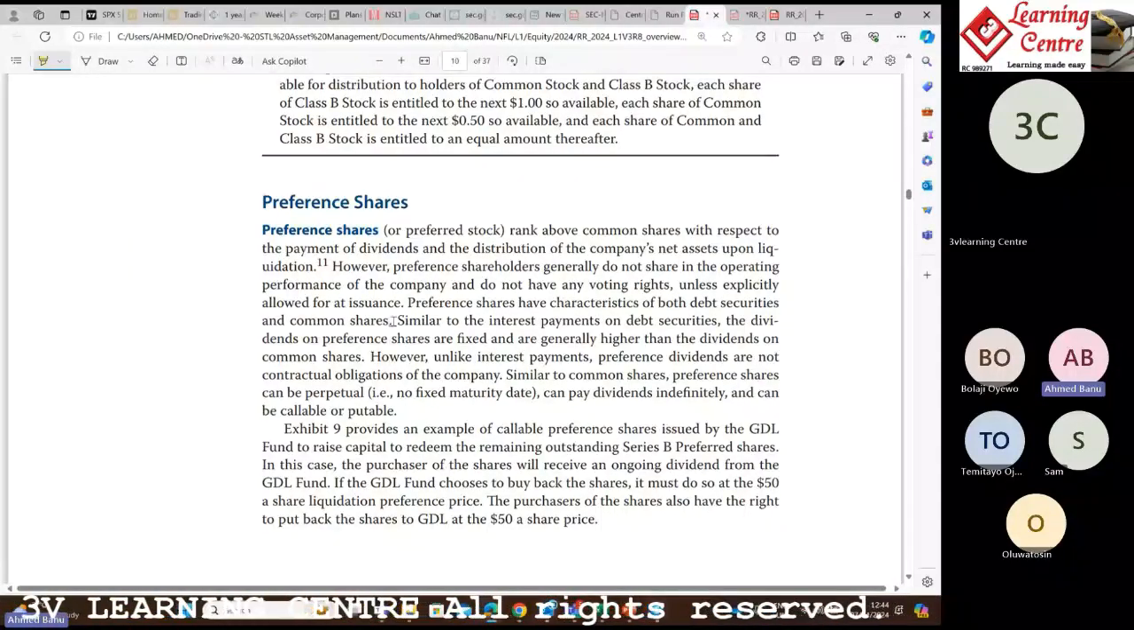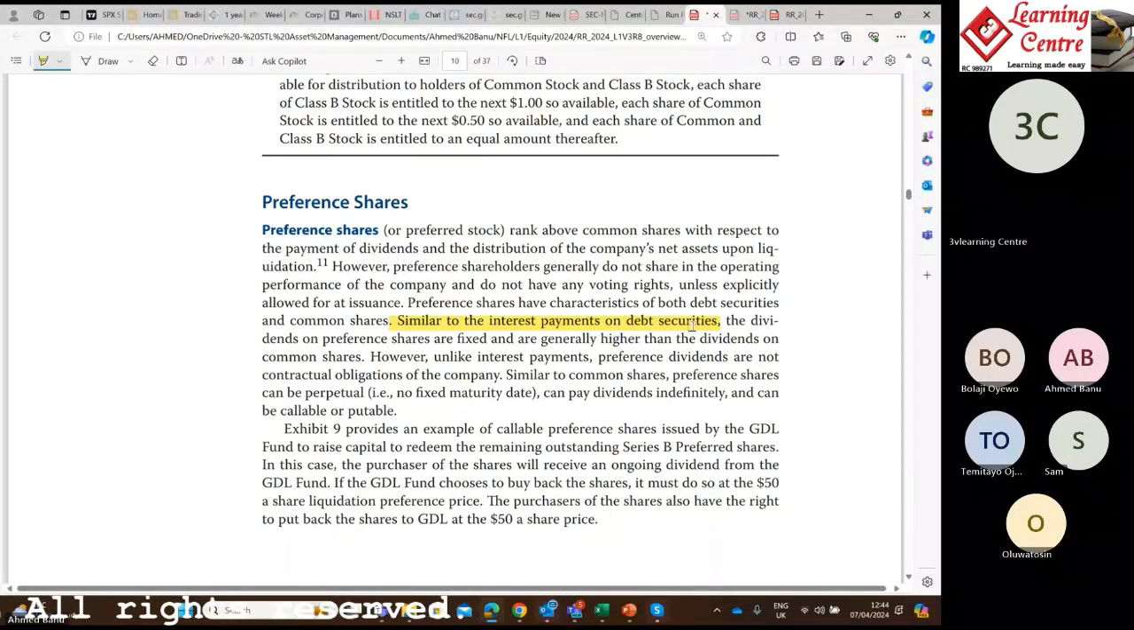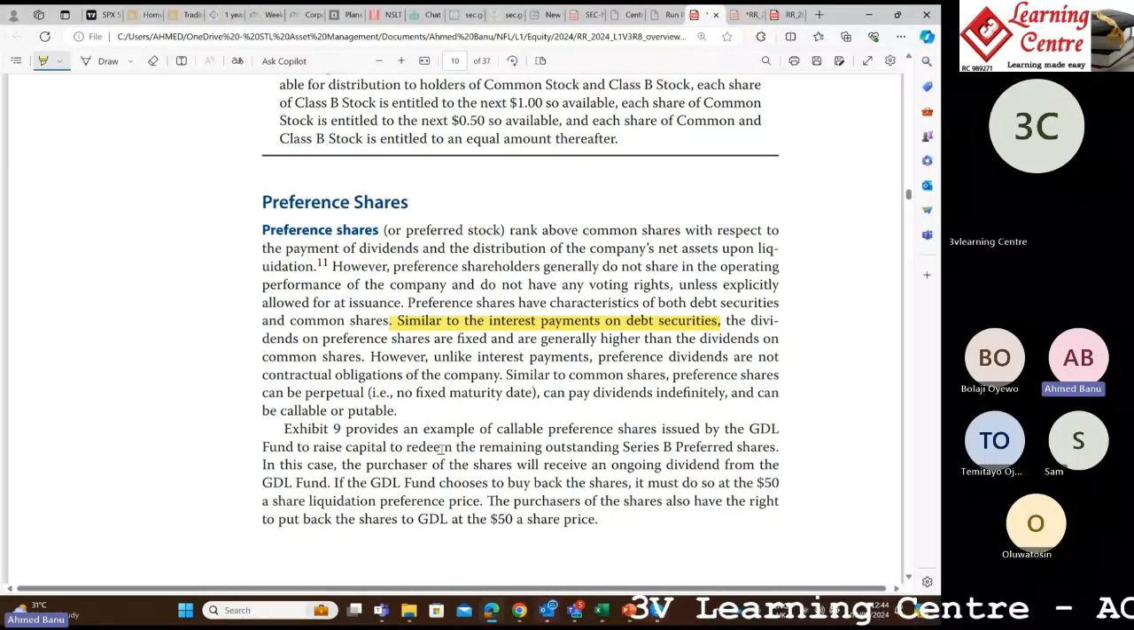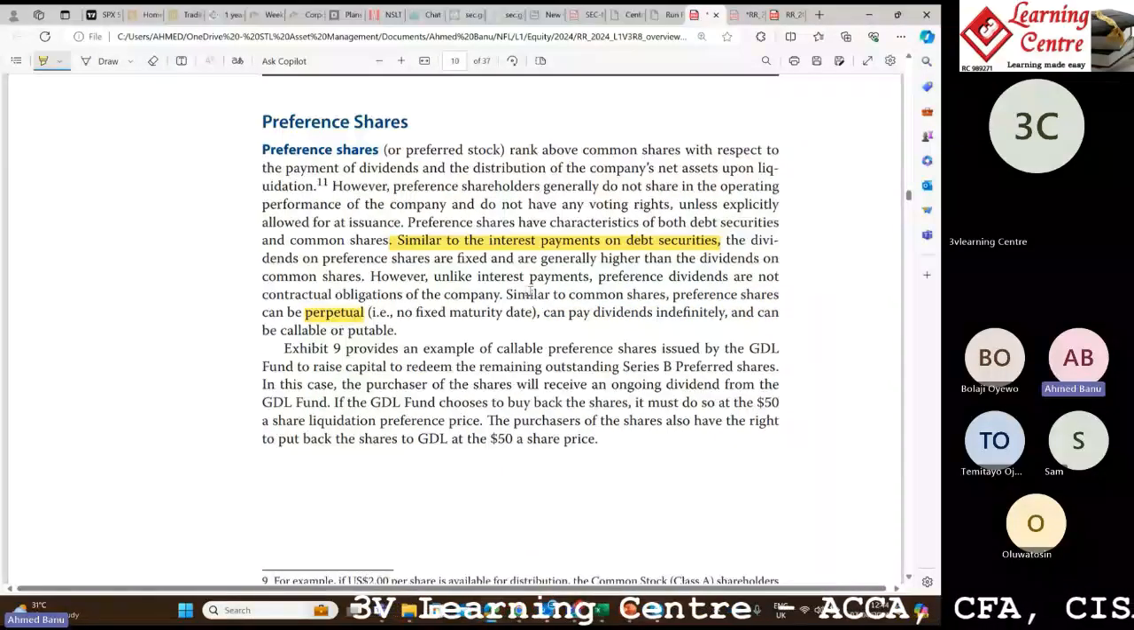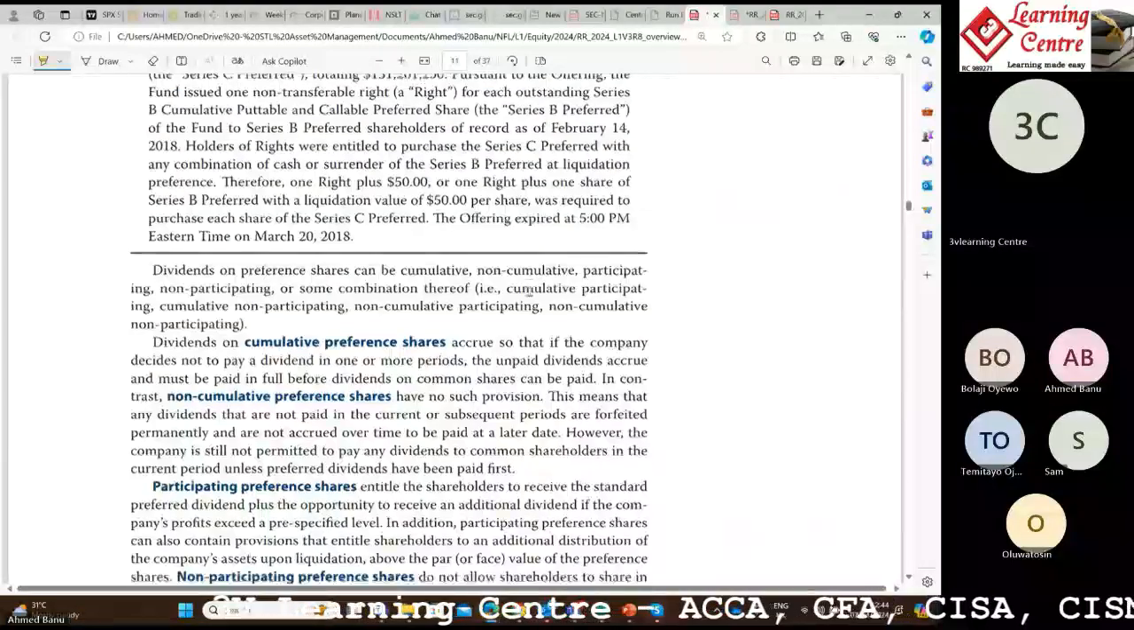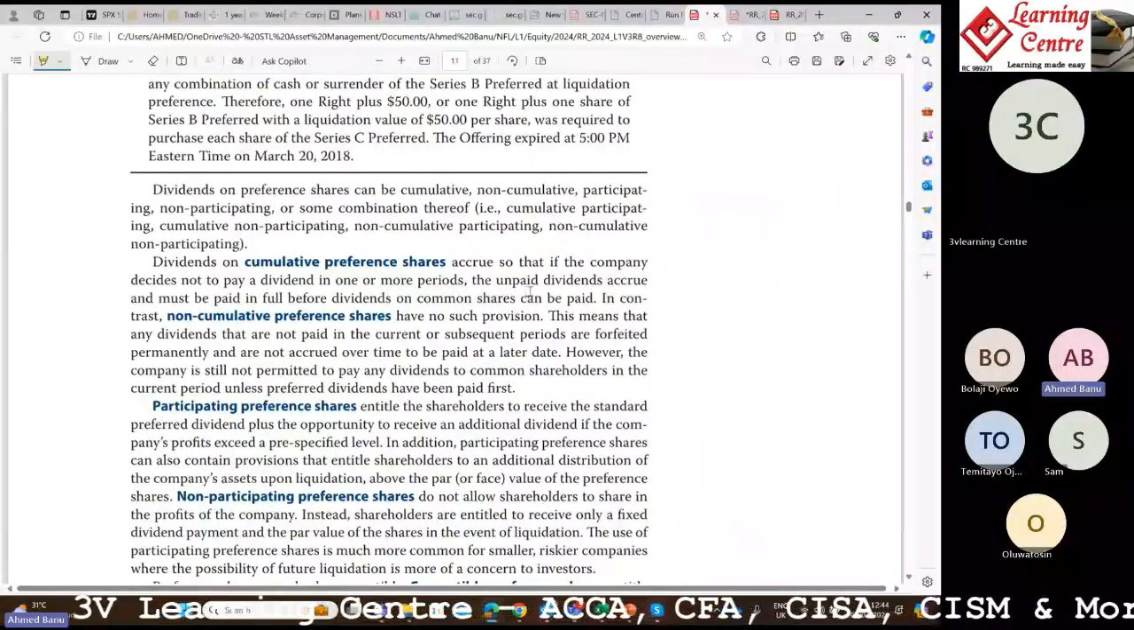Similar to interest payments on debts, their dividends are fixed. They run for a particular tenure. They also don't have voting rights. So preference shareholders don't have voting rights. However, they rank subordinate to what? To debt holders. In some instances they are fixed, and in some instances, they are perpetual.